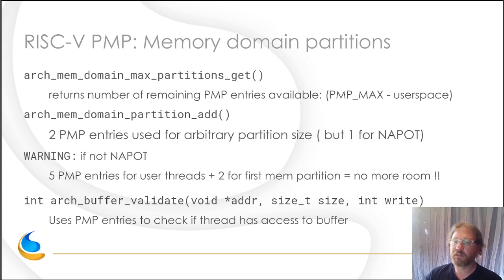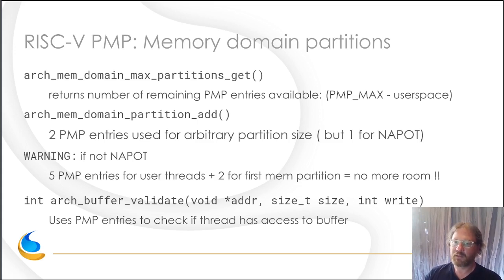So the next API function is how to add a memory domain. Again, memory domains can be requested at build time or compile time, but they can be of arbitrary size. So if we want arbitrary size memory domains, then we need to use 2 PMP entries for each memory domain partition. Of course, we only need 1 if it's a naturally aligned power of 2, but since that is not enforced, we have to take care there.